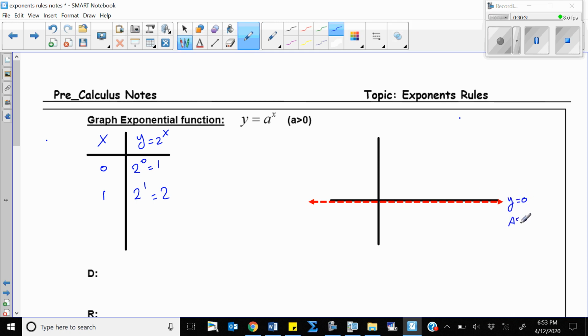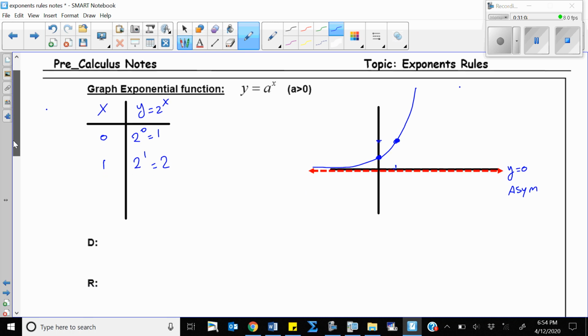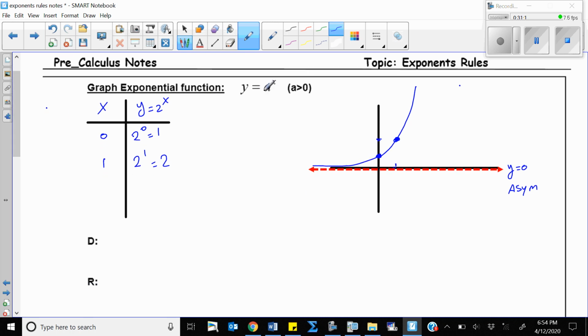This is the asymptote that we have. So my graph always passes through (0, 1) and also (1, 2). Let's say this is 1 and this is 2. So it's going to pass through these two points. From the right side, it's always increasing, going up, and from the left side, it's getting close to the asymptote but never passes this line. So this will be the graph of an exponential function. And it doesn't matter what my base is, the general shape is always going to be like this.